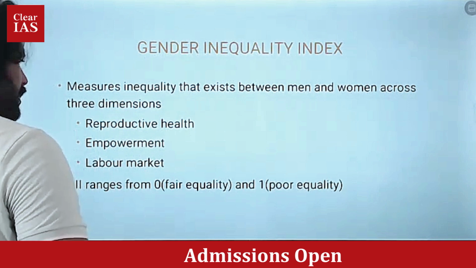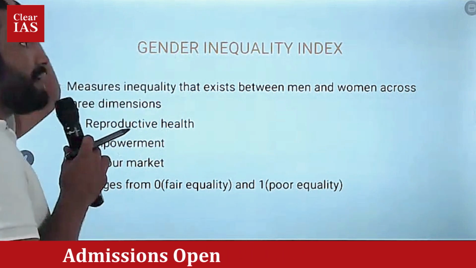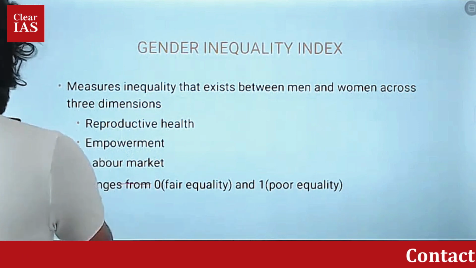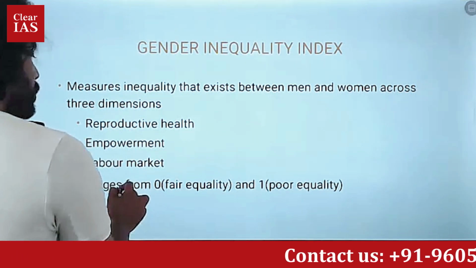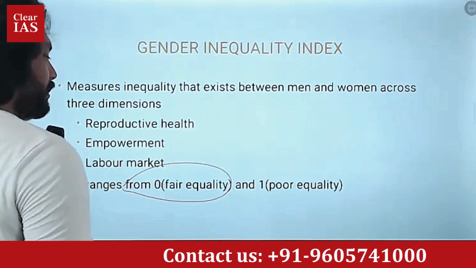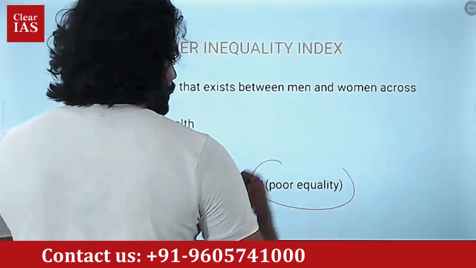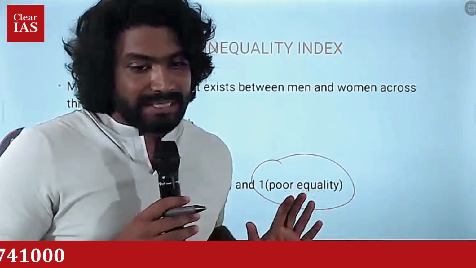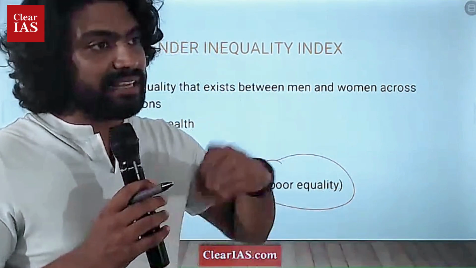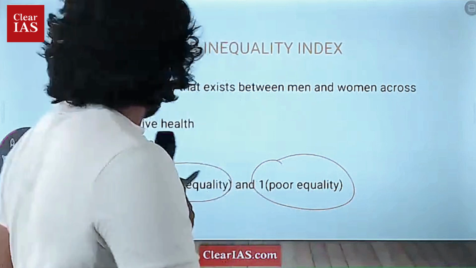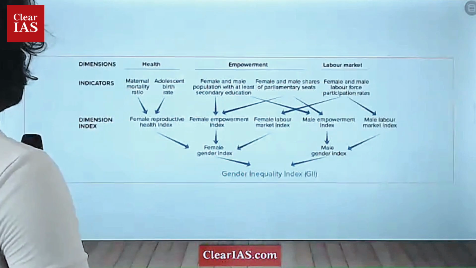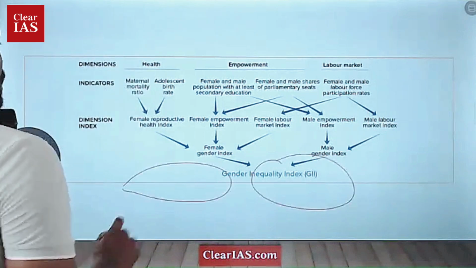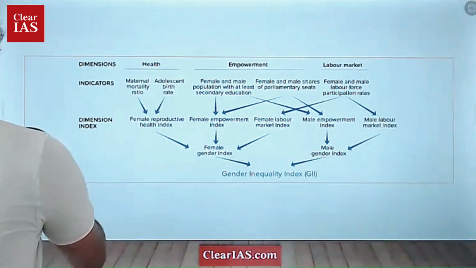Here also inequality is measured, just like the Gini coefficient. That is, 0 means there is zero inequality, and 1 means there is grave inequality. Again, inequality is measured. Gender Inequality Index rising means there is grave inequality happening. So this is how the Gender Inequality Index is measured in the context of reproductive health.